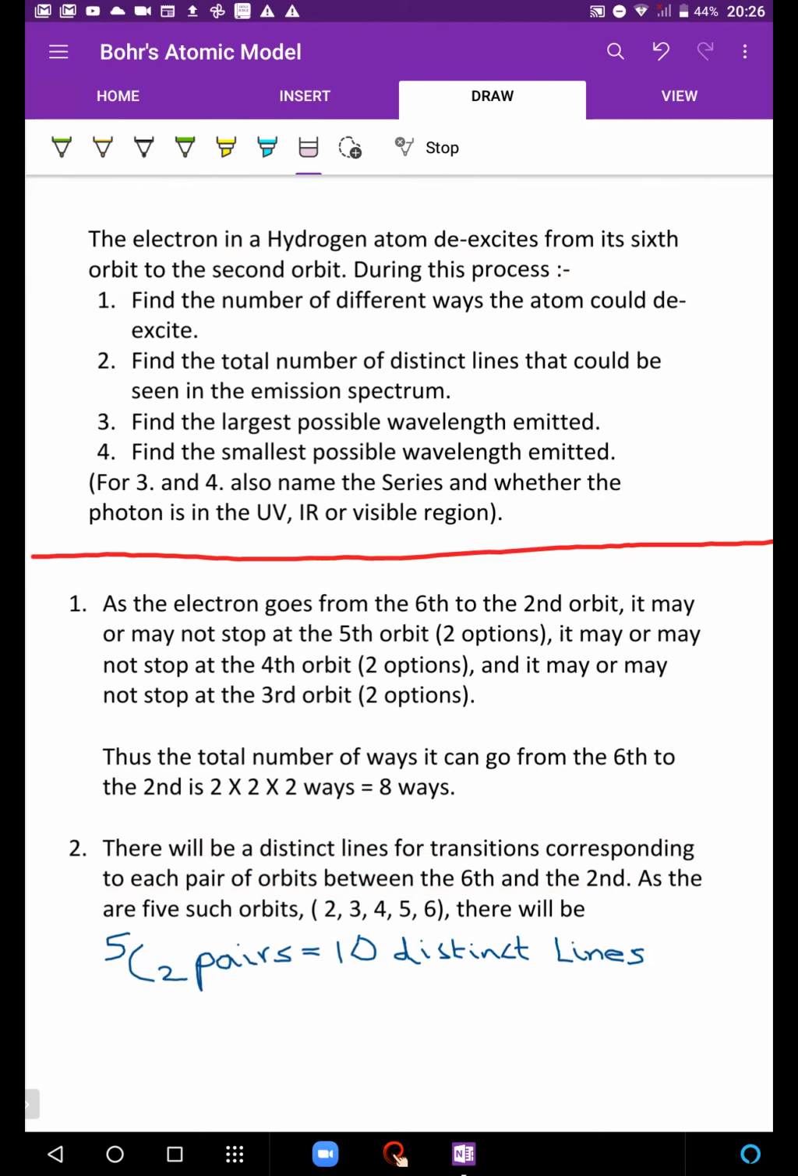Find the largest possible wavelength emitted. Find the smallest possible wavelength emitted, in nanometers. And also name the series, Lyman, Balmer, and so on and so forth. Name the series and name the range in which it lies, whether it is ultraviolet, infrared, visible, etc.